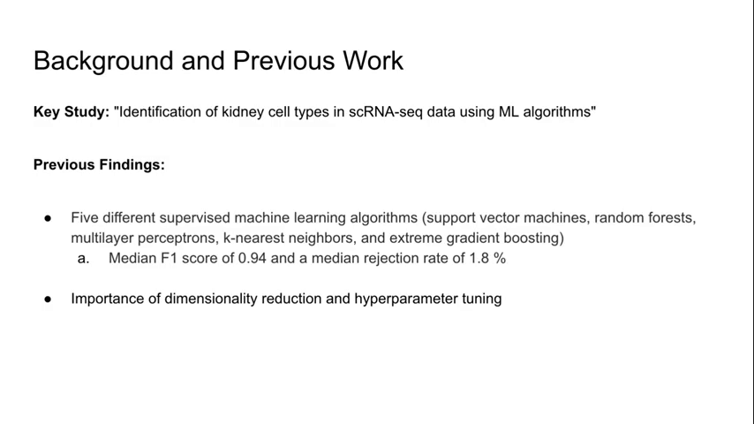I was inspired by prior work and work being done internally at the company that I work for, and this paper from which the data originated that evaluated five machine learning algorithms on the same data. They achieved a median F1 score of 0.94, and I wanted to see how close I could get to that. Crucially, the study emphasized that dimensionality reduction and hyperparameter tuning were pivotal, and this told me that modeling decisions, more than just the choice of model, are key factors that I should be considering.